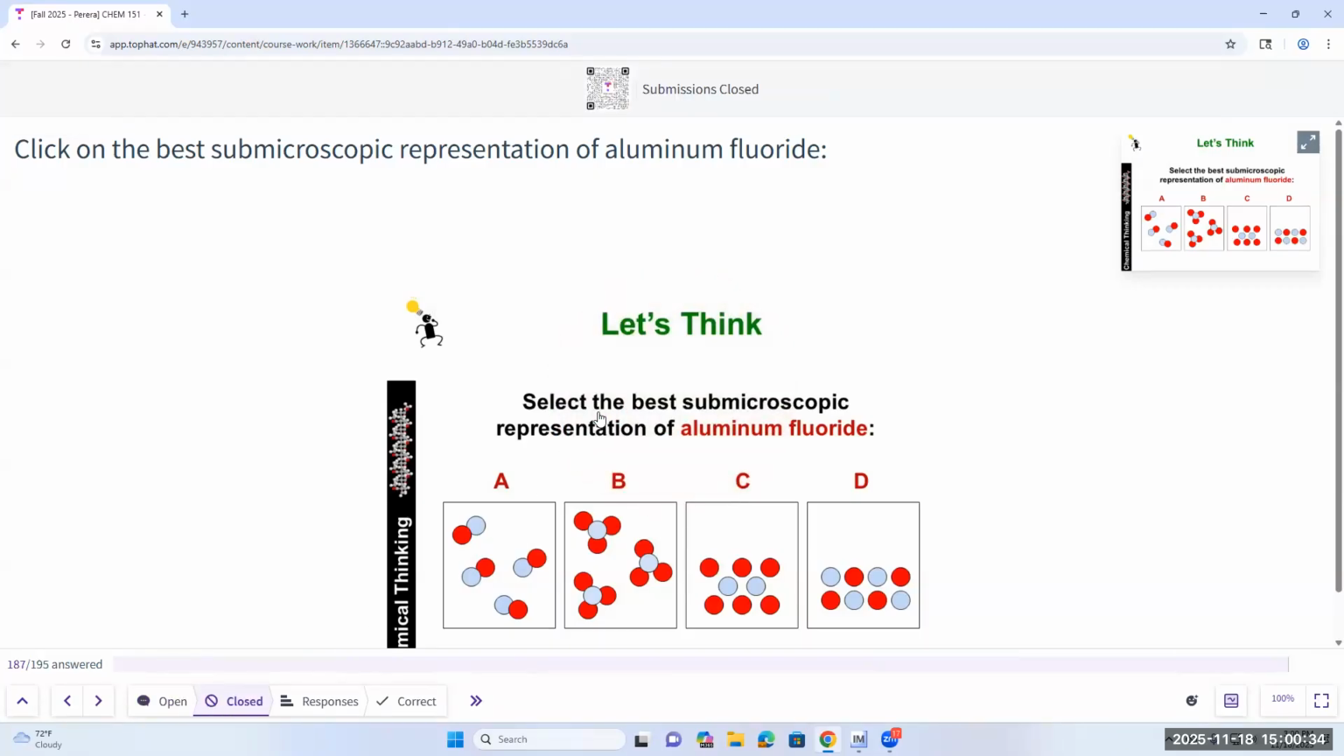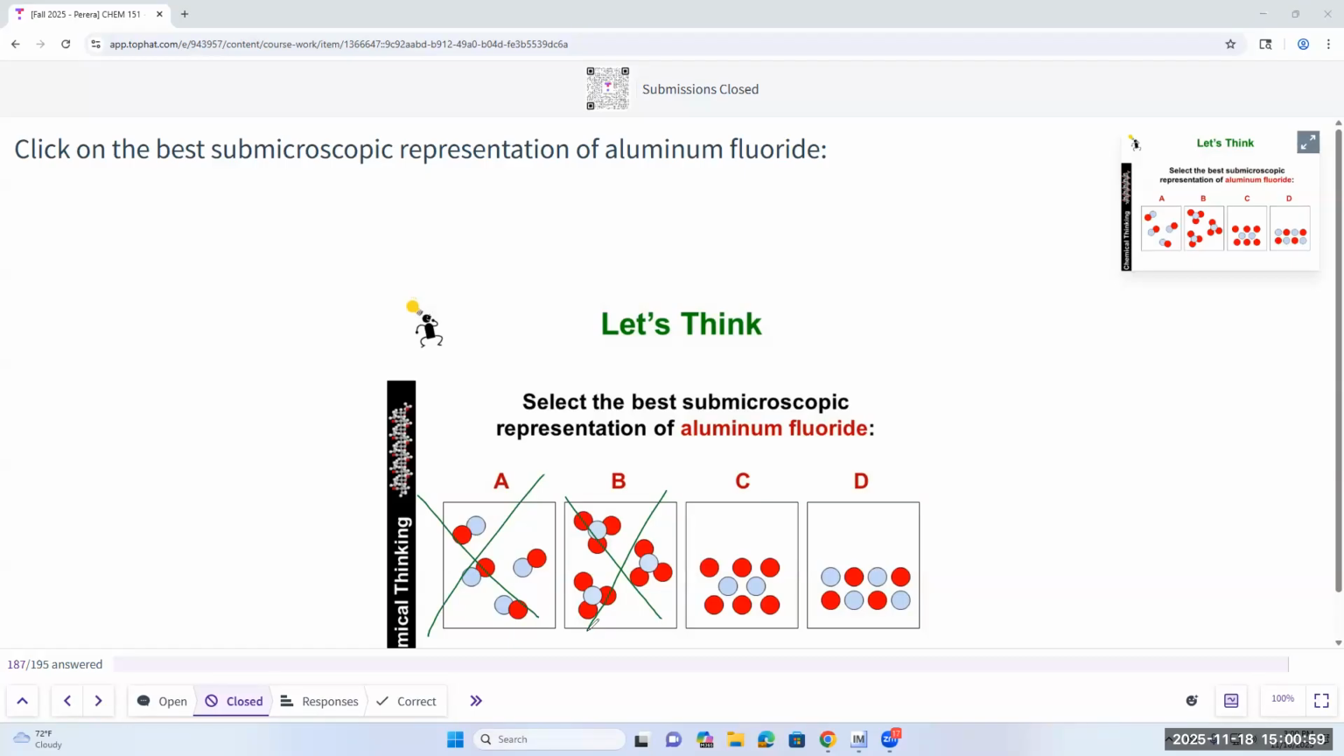All right, let's do this together, okay? Now, I'm going to eliminate 2 options right away. What are those? A and B, thank you. Okay, why did I do that? Why did I eliminate A and B right away? They're molecules, right? In ionic compounds, we don't have molecules. Therefore, those two options are out.